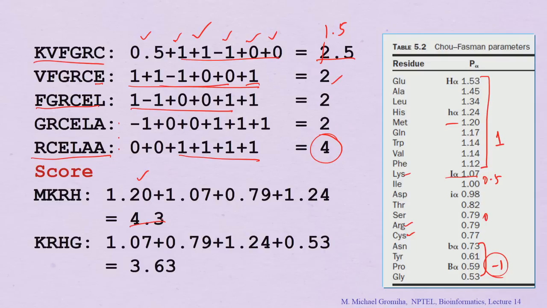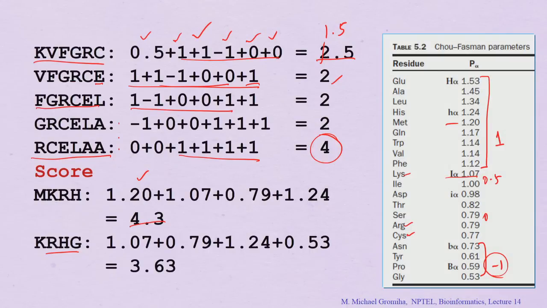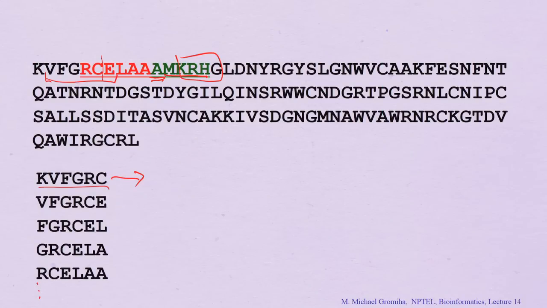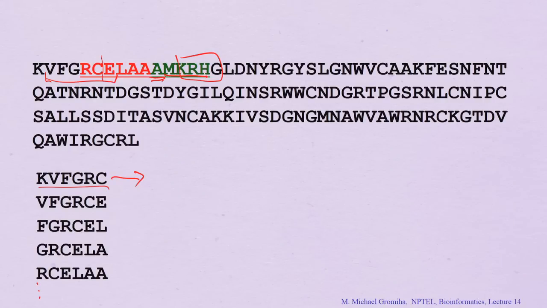Then add the next one. If you add one more, KRHG, you can see the last four, KRHG. If you add this, then the number goes down to less than 4. So you cut here. Now the segment starts from this lysine, or you can start from R, where it is 4, and up to here. This is the segment which can form an alpha helix.